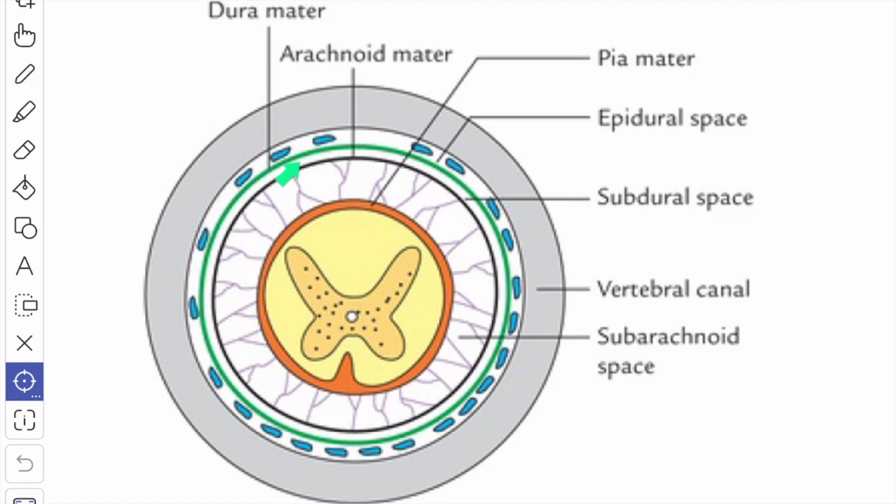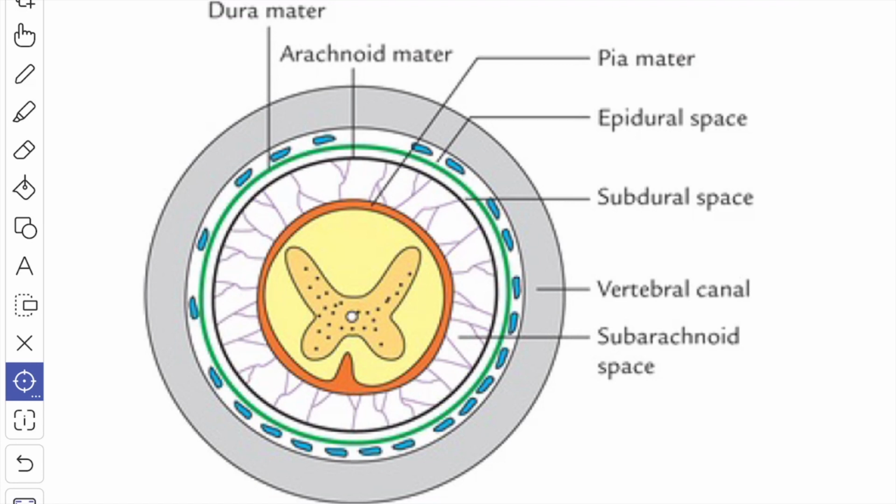First we will see about the dura mater. The spinal dura extends from the foramen magnum to the lower border of the second sacral vertebra. The space between the spinal dura and the vertebral canal is known as the epidural space. So this is the epidural space. This space contains loose areolar tissue, semi-liquid fat and internal vertebral plexus. The space between the dura and the arachnoid mater is known as the subdural space. It contains a capillary layer of fluid.